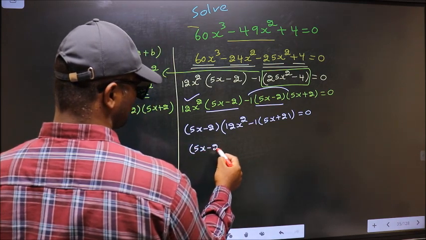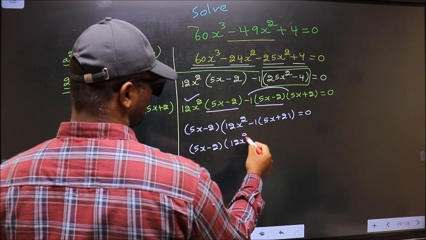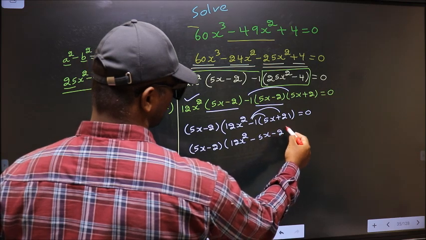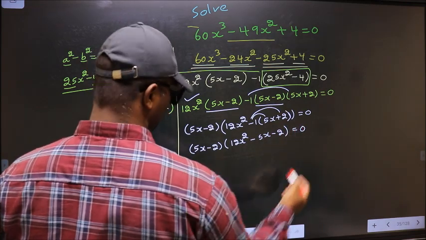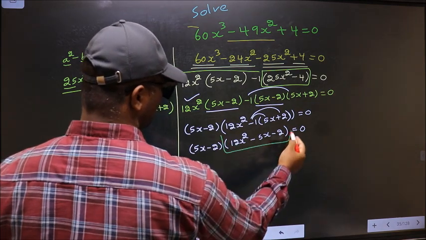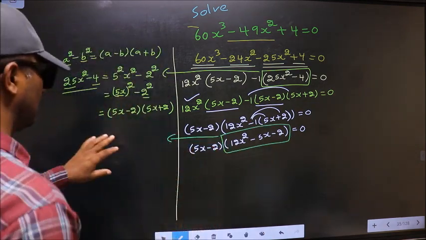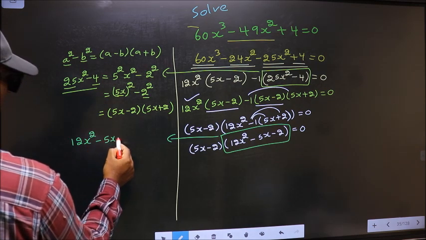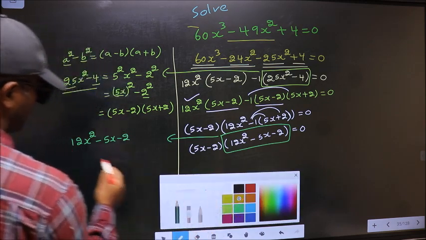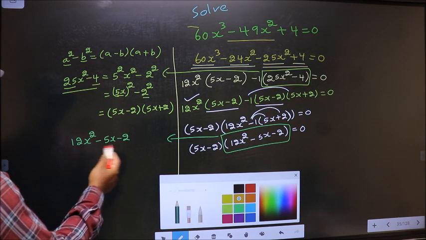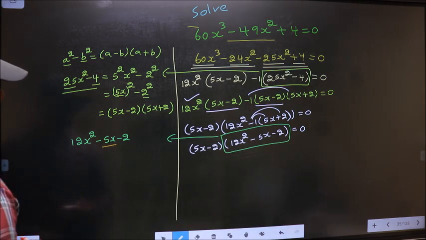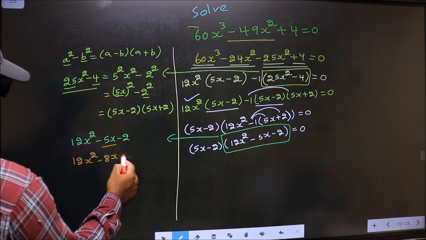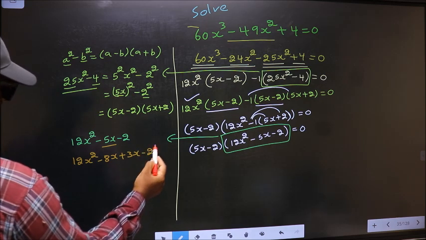Now 5x minus 2, 12x square. Now you should open up the brackets. We get minus 5x minus 2 equal to 0. Now this quadratic I will simplify it here, that is 12x square minus 5x minus 2. To simplify this, to factorize this, we should split the middle term minus 5x. In place of minus 5x, now I write minus 8x plus 3x minus 2.